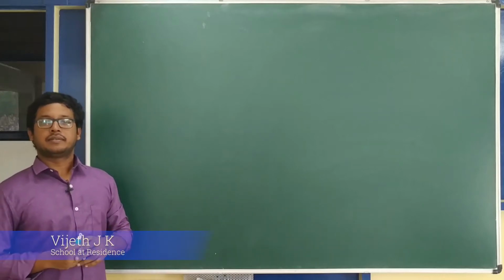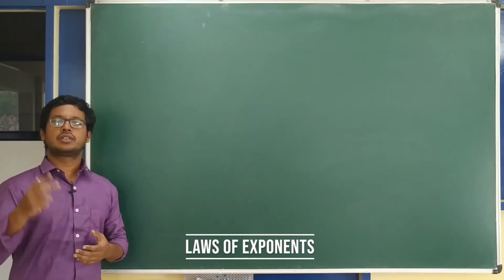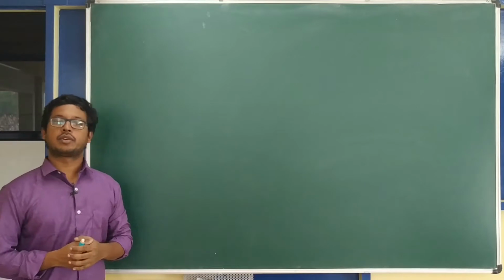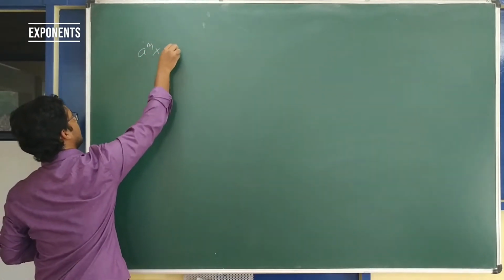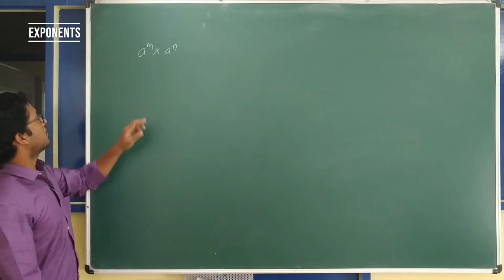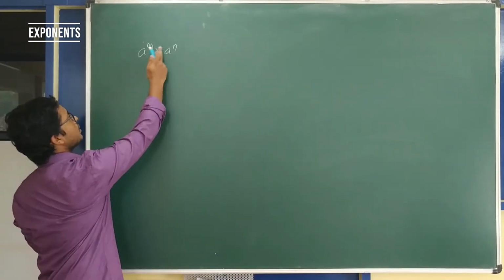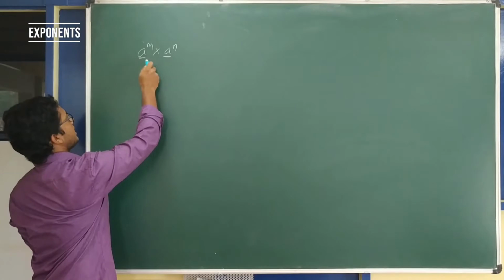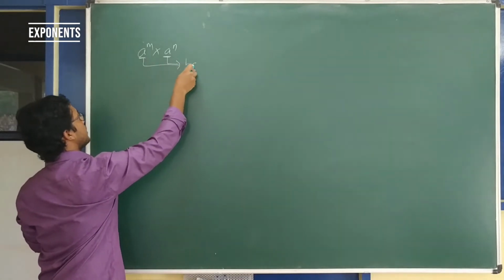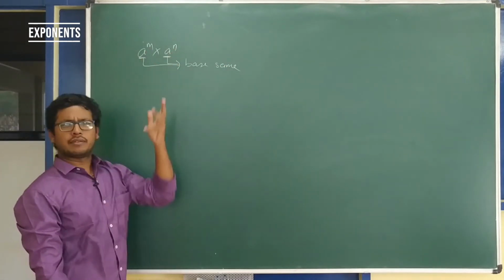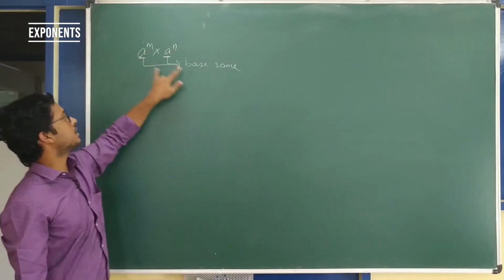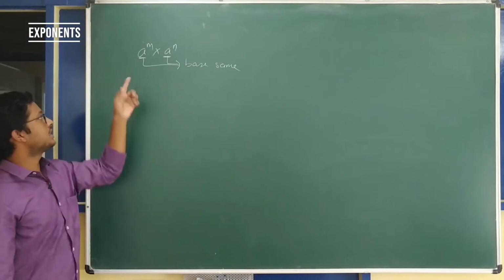Okay, in this lecture we are going to study two important laws of exponents. The first law is a raised to m into a raised to n. If you see carefully, what is happening here is that we are multiplying two powers with the same base a. So bases have to be the same, and powers could be different or same, that is okay, but bases are supposed to be the same.